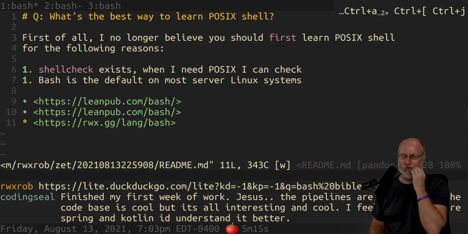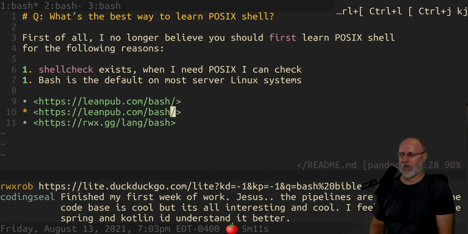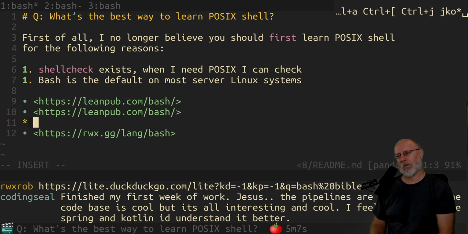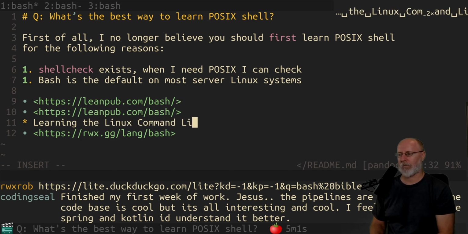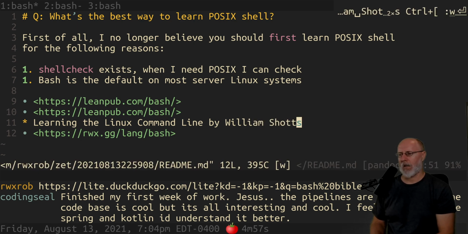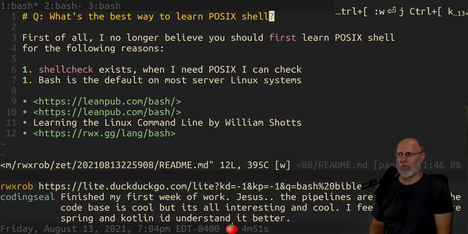Okay. So the other resource that I was going to tell you about, though, it's still a Bash resource, is Learning the Linux Command Line by William Shotts. I love this book, even though it's dated. It's one of the only books that takes you all the way through, but it's for Bash. This isn't for POSIX, right?